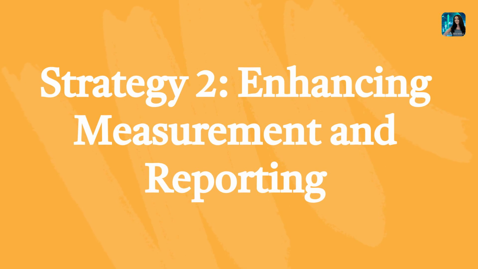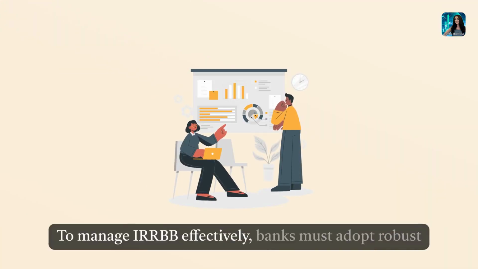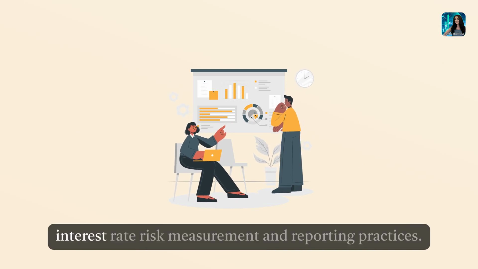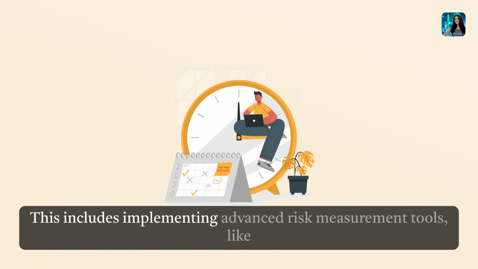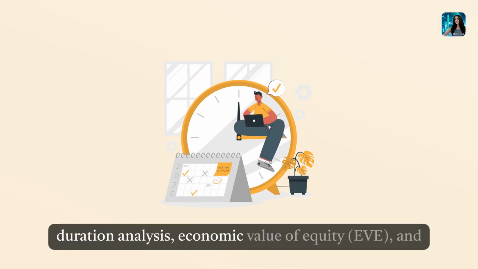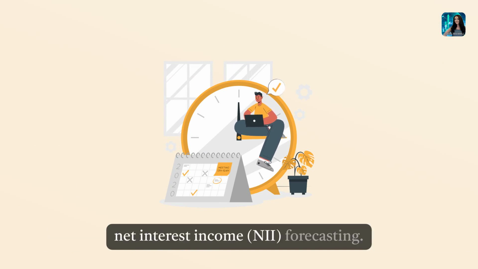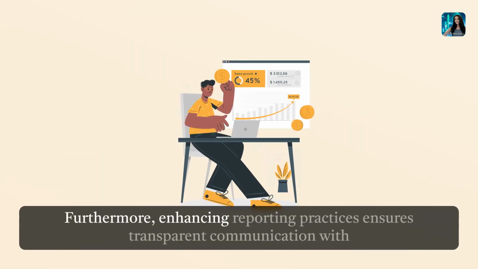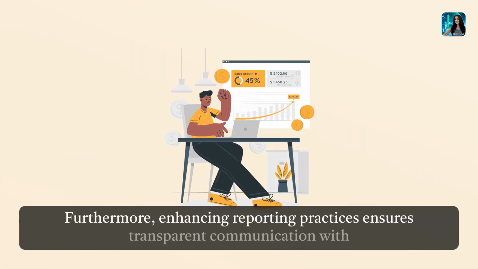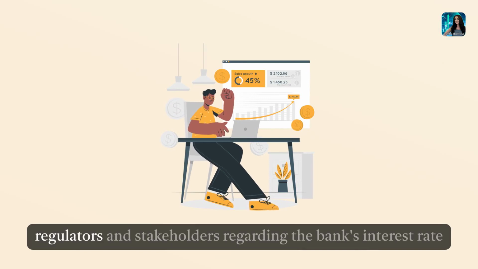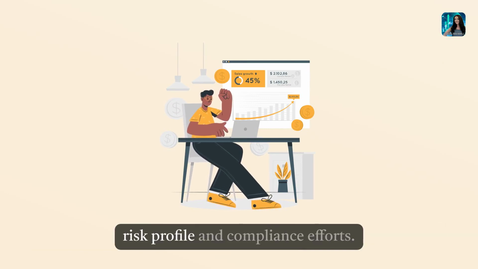Strategy 2. Enhancing measurement and reporting. To manage IRRBB effectively, banks must adopt robust interest rate risk measurement and reporting practices. This includes implementing advanced risk measurement tools, like duration analysis, economic value of equity, EVE, and net interest income, NII, forecasting. Furthermore, enhancing reporting practices ensures transparent communication with regulators and stakeholders regarding the bank's interest rate risk profile and compliance efforts.